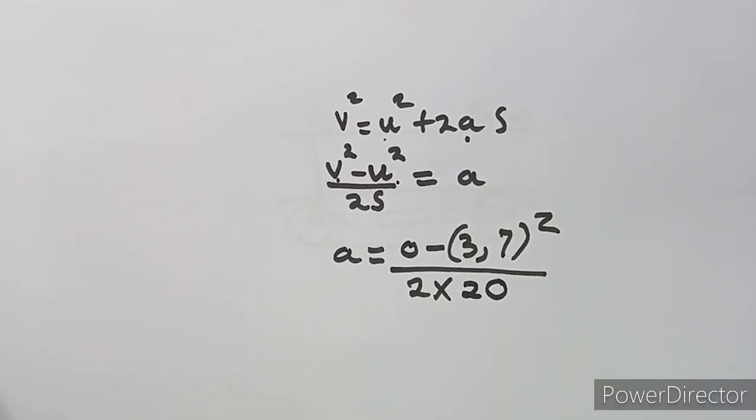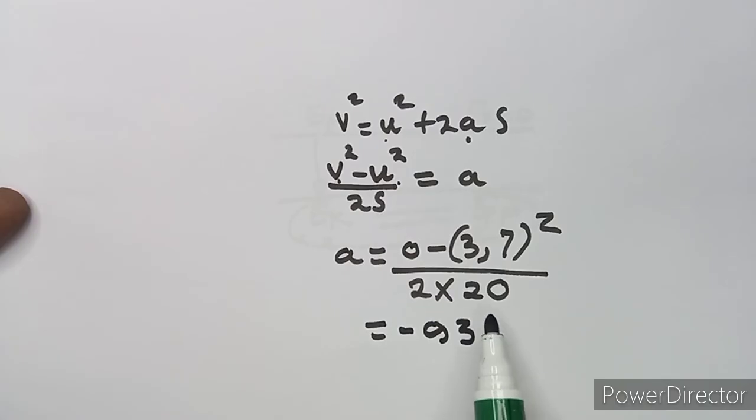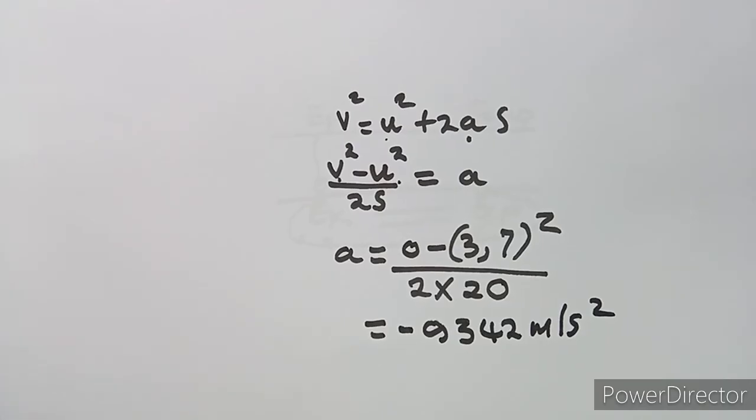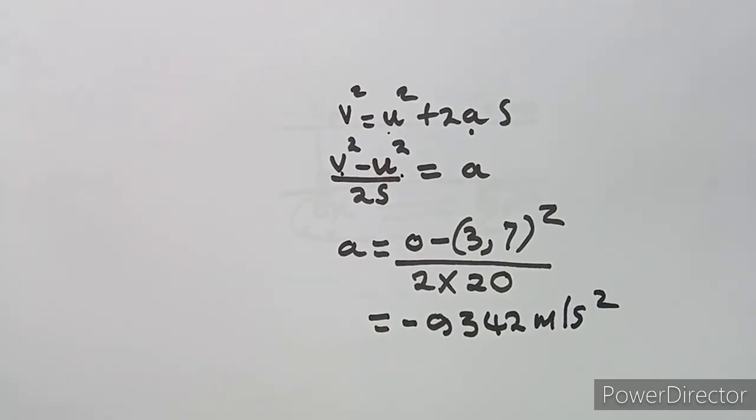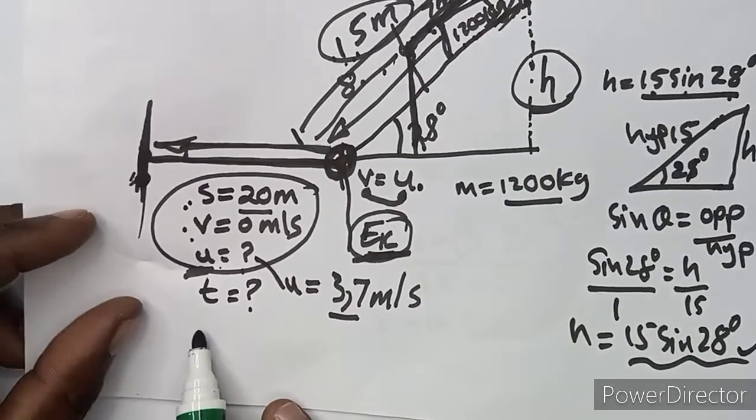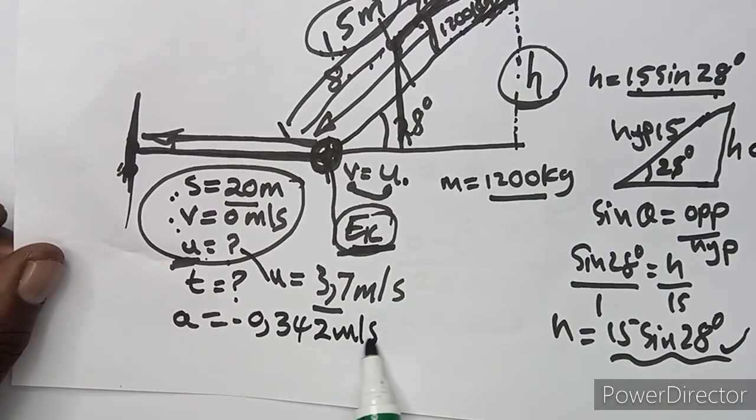All right, this is what we are having in this case. Now, if you use your calculator properly, you're going to obtain negative 0.342 meters per square second. Remember, it's acceleration, guys, which is meters per square second. All right, then I have got the acceleration now. Let's write the acceleration is negative 0.342 in meters per square second, like this.